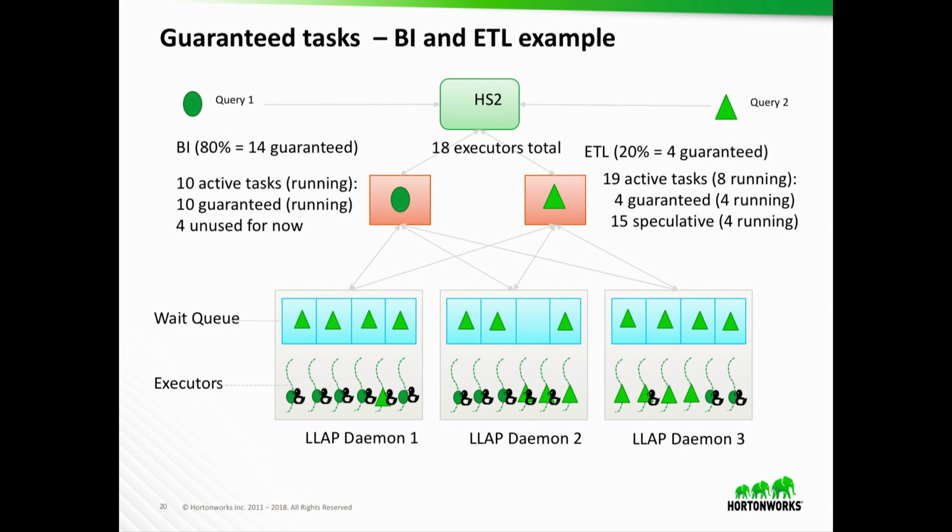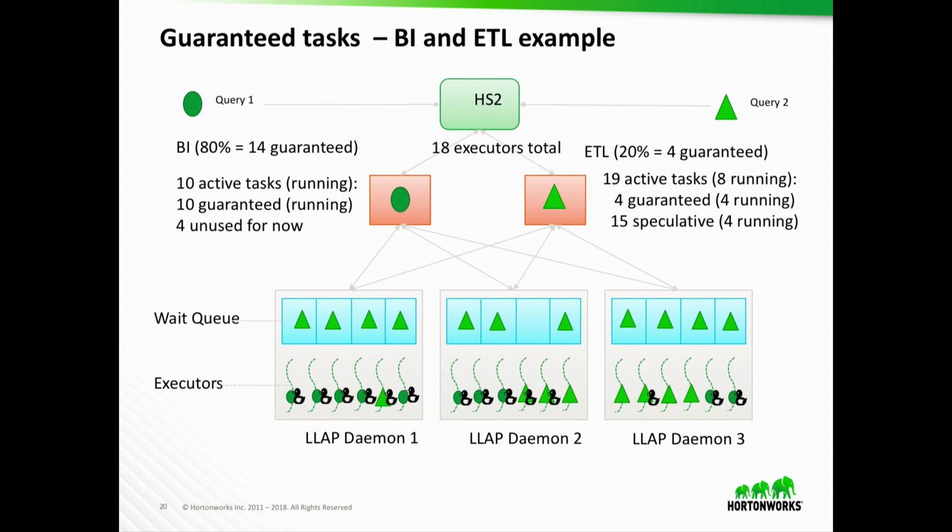So then I get a query in the BI, and let's say it's asking for 10 active tasks. So basically I planned a query, I got a query in the BI pool, I planned for it, I got 10 active tasks. So I will run those tasks in these 10 guaranteed slots, we call it, because it's a minimum capacity which is reserved for this pool. And then there are 4 which are unused as of now.